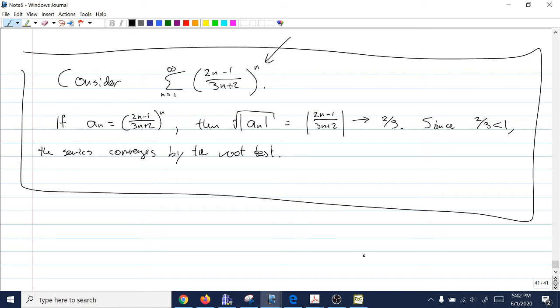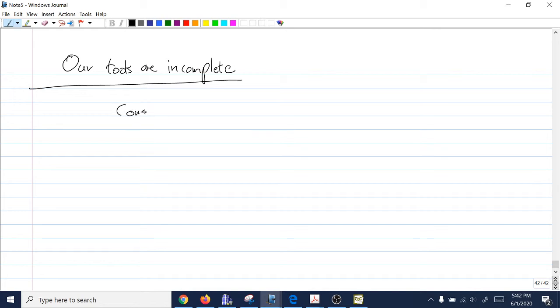Right. Let me show you a problem first. Here's one that shows our tools are incomplete. And here's an example of why. Consider the sum from n equals 1 to infinity of sine n over n.